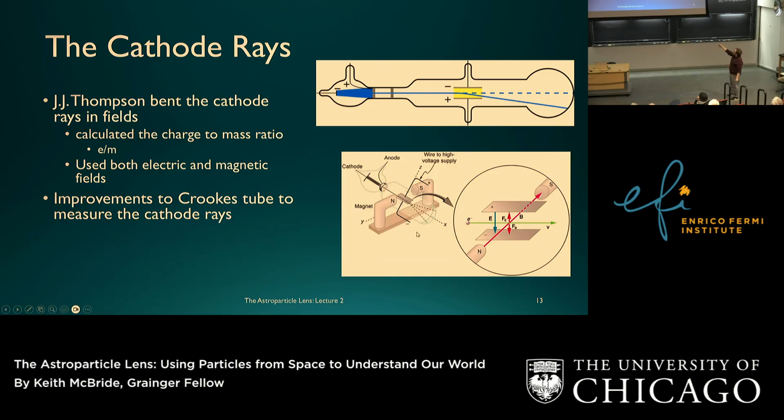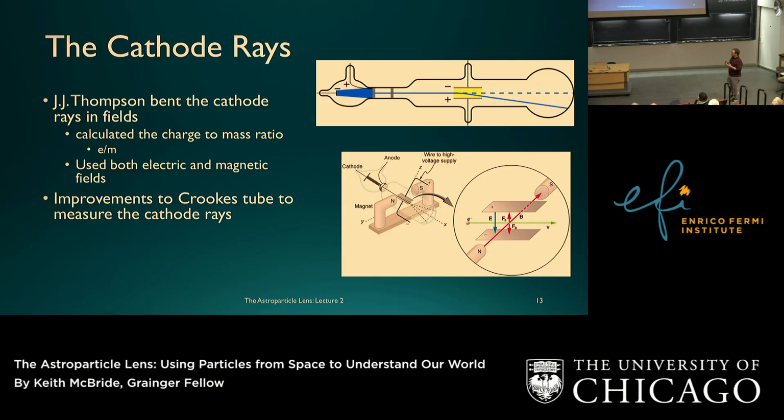He said, this is a fundamental particle. It doesn't matter when I change out the cathode here. I can put aluminum, I can put lead, I can put tungsten. I always get the same rays. I always get the same fundamental unit that has the same charge and the same mass.